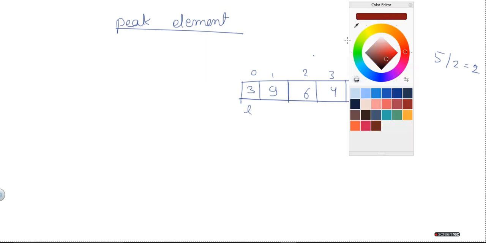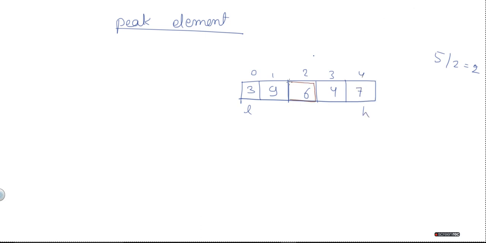Now we will first check if this middle element is a peak element or not. The condition for a peak element is that it should be greater than, or at least equal to, its neighbors. It has neighbors 4 and 9, so it is not a peak element. Now we need to check whether its left-hand neighbor is greater or its right-hand neighbor is greater. In this case, the left-hand neighbor is greater, right?